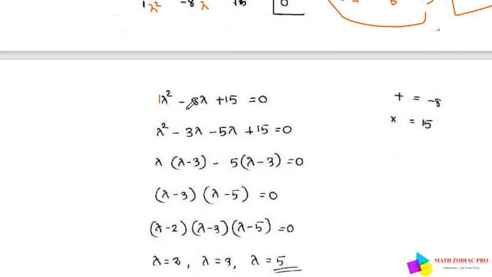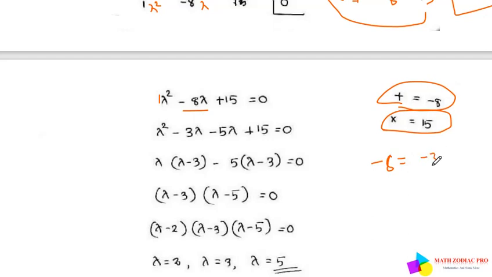So okay, we have to convert. Okay, so minus 8 lambda, so addition we get minus 8 and multiplication we get 15. So minus 8 equal to minus 3 minus 5, okay, so here minus 8 lambda equal to minus 3 lambda minus 5 lambda. Okay, so minus 3 plus minus 5 equal to minus 8 and minus 3 into minus 5 equal to 15.